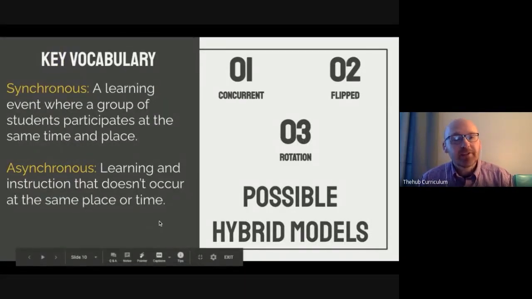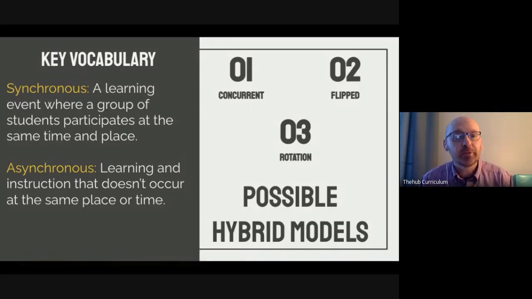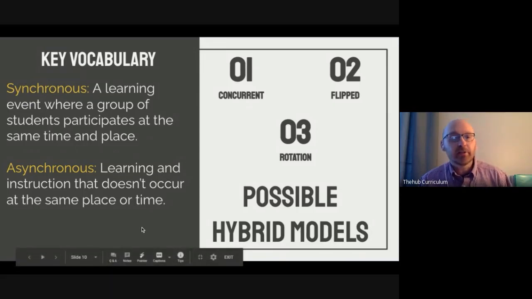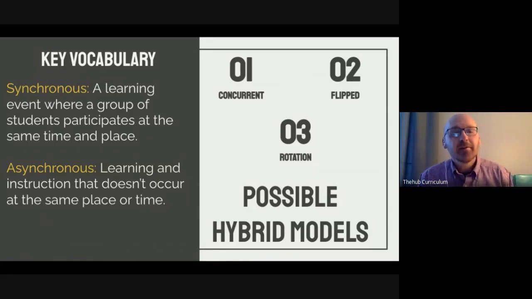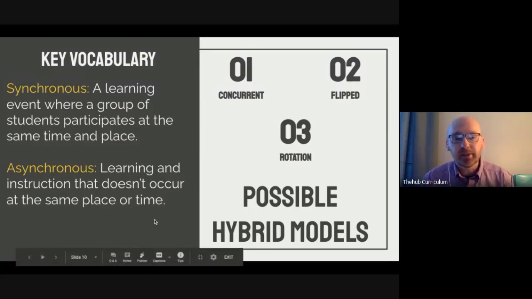All right, so last slide before we dig into the models. Our key vocabulary as we start, the main two terms we're going to be using, are synchronous and asynchronous. Synchronous learning is where the students participate at the same time. And I'm going to put "place" in quotes, because place in this case may mean a Google Meet. Asynchronous is just the opposite, where that learning and instruction is not occurring at the same place or time.